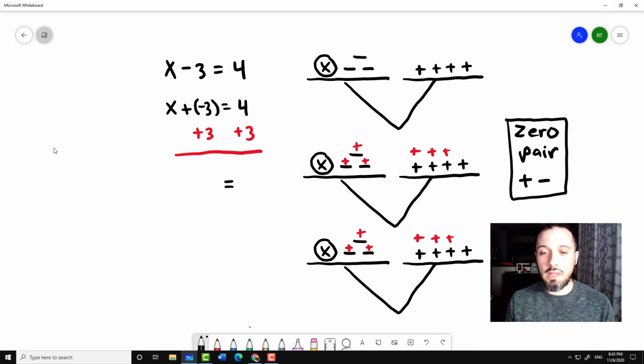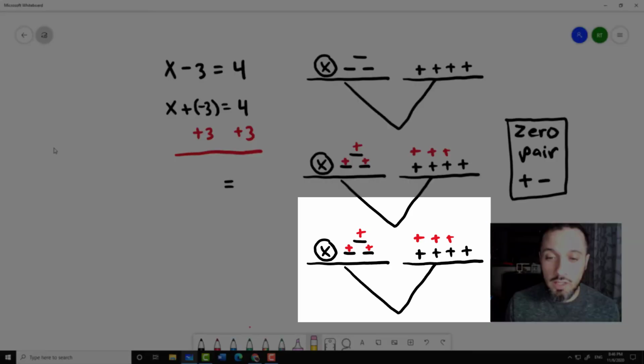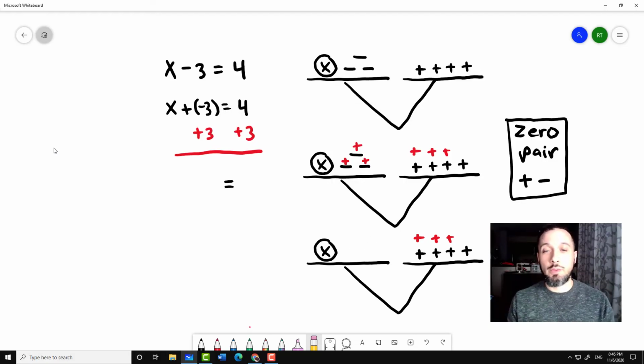So if you look at this step down here, we get those things we call zero pairs. Positives and negatives combined, they disappear. They come out to be 0. So look, we get rid of 1, 2, 3 zero pairs, and they are gone. And we isolated x. We have 1x by itself.